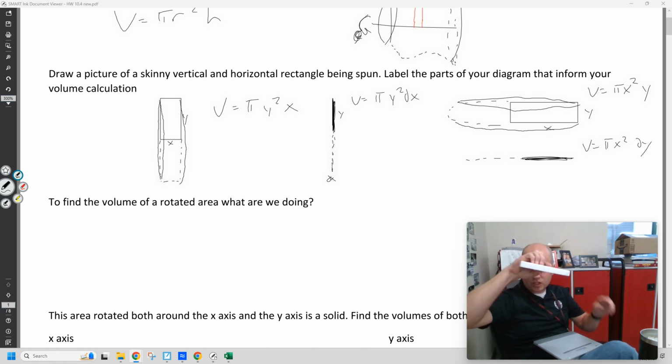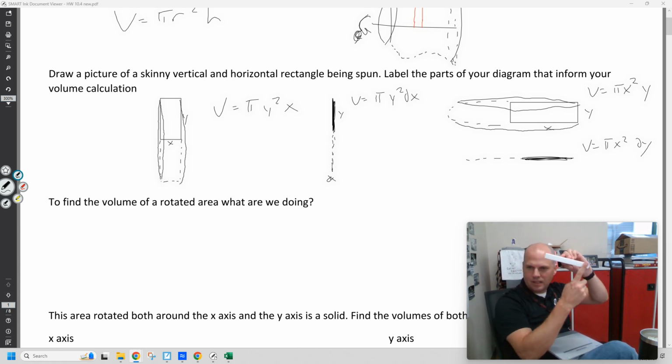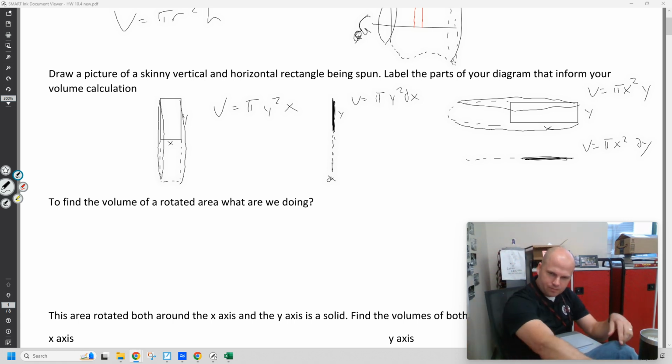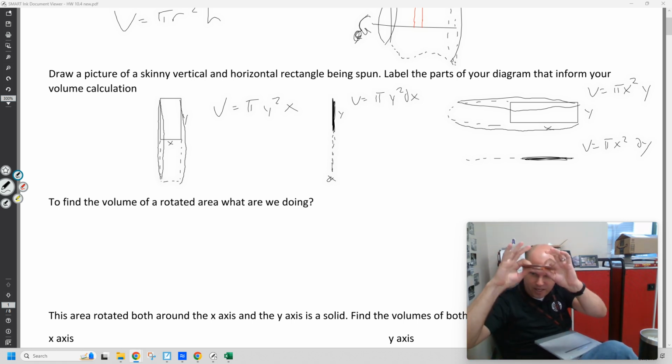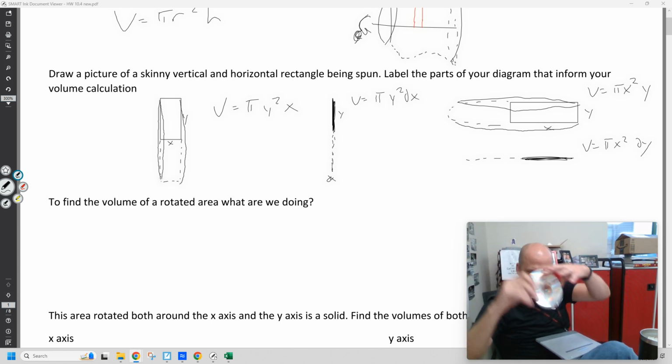Again, if you orient it this way and we spin it this way, we have this x distance, which is the radius after we spin it. And then this y distance is going to be the height of my cylinder. If I smush it, here is a smushed rectangle that is spun. We can see it creates this cylinder. The x distance here is my radius. The small y distance is the height.